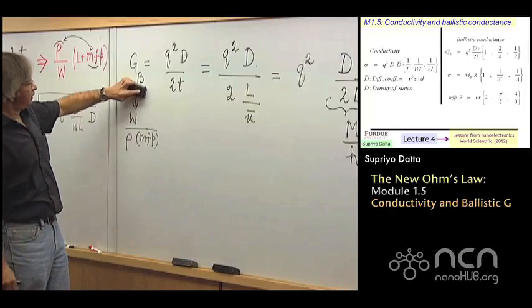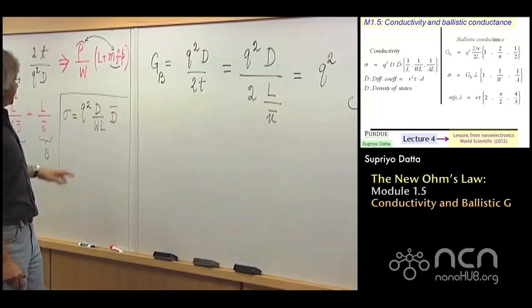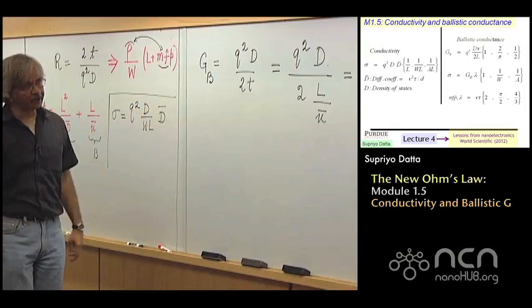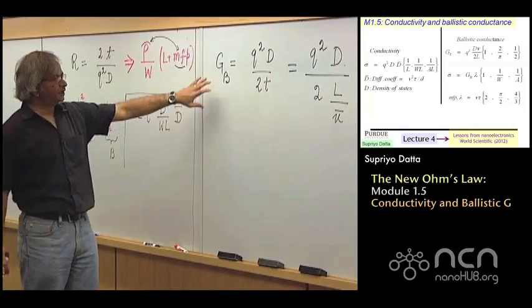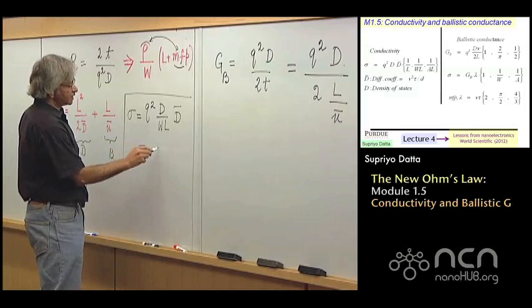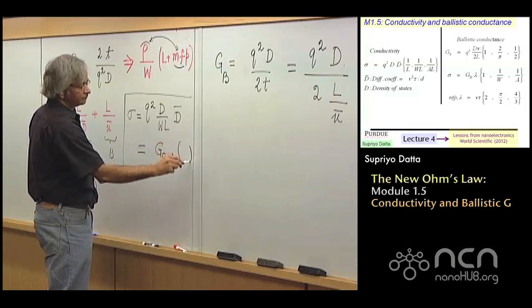Okay. Now, one other thing that you can do is, we have this expression for conductivity. So the question is, could we write the conductivity in terms of the ballistic conductance? Could we write this as GB times something?